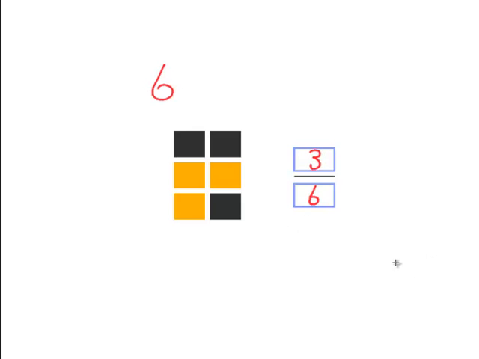But this can be reduced for more. What can we divide them by? They are both divisible by 3. So 3 divided by 3 is 1, and 6 divided by 3 is 2, or 1/2. Great work solving these problems.